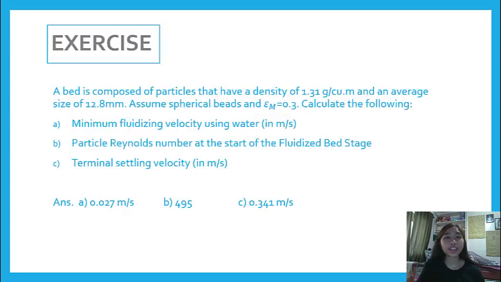So, I have here an exercise that you can also try if you have free time, guys. So, let me read the problem. So, we have a bed. A bed is composed of particles that have a density of 1.31 gram per cubic meter and an average size of 12.8 millimeters. Assume spherical beads and a porosity equal to 0.3. Calculate the following. A. Minimum fluidizing velocity using water. B. Particle Reynolds number at the start of the fluidized bed stage. And C. Terminal settling velocity in meter per second.